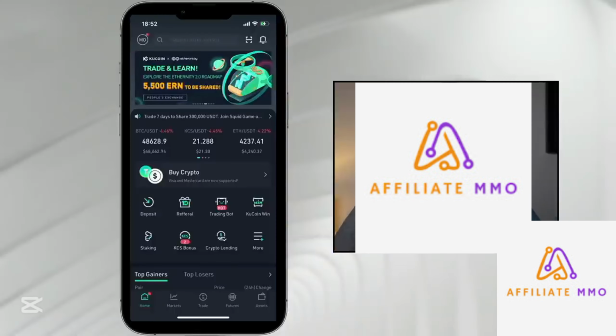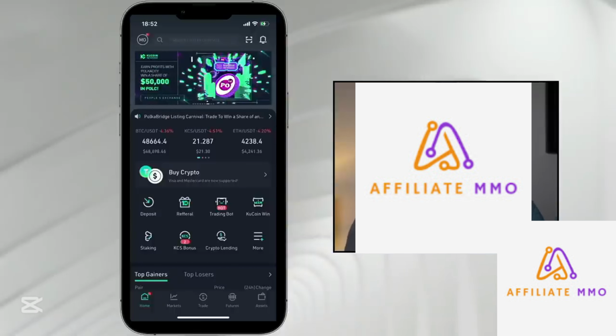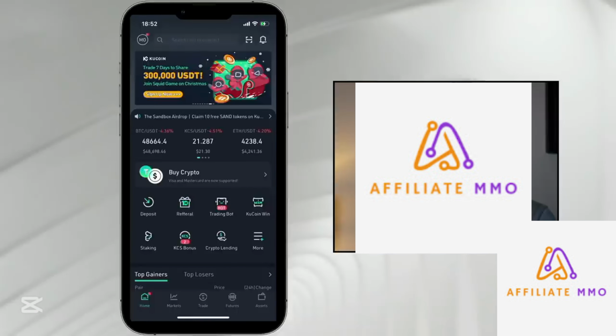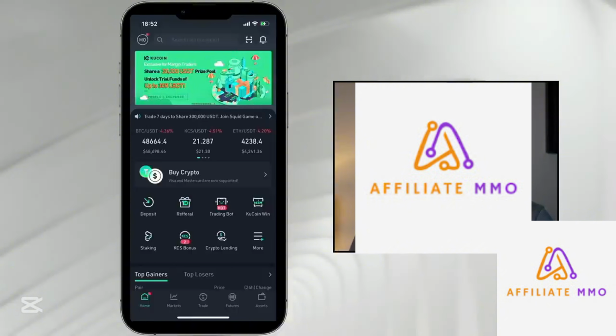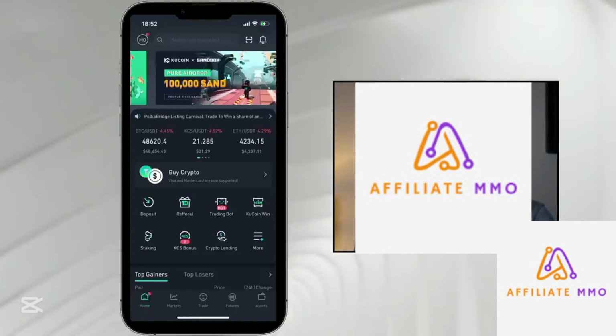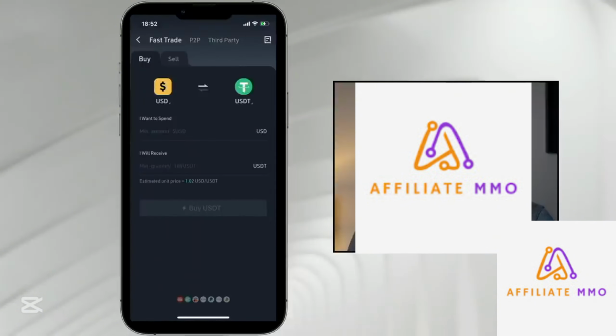So for some reason, they don't actually let you do this on the app. I don't really know why, but we'll just come through to the phone right here. What we can see is we need to come through to buy crypto in the middle right there. For some reason, you have to go through to buy. Then what you can do is press sell.